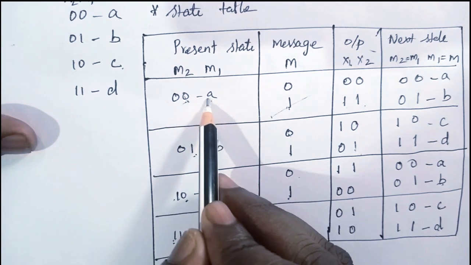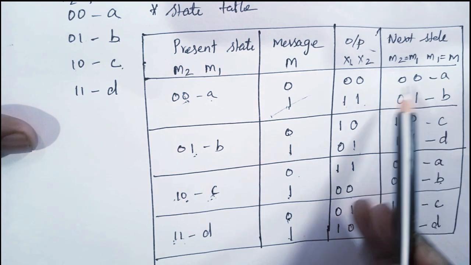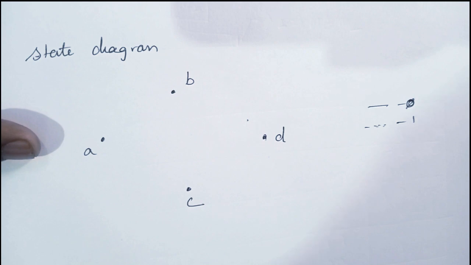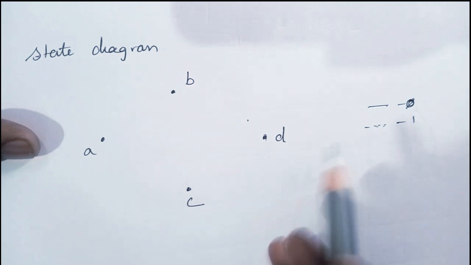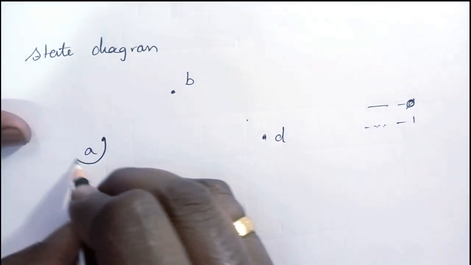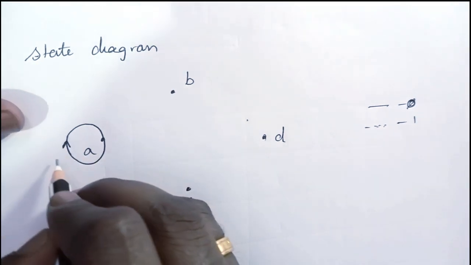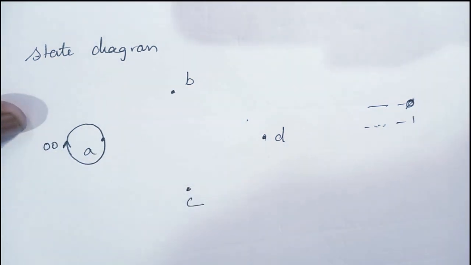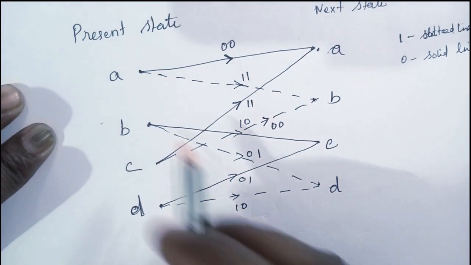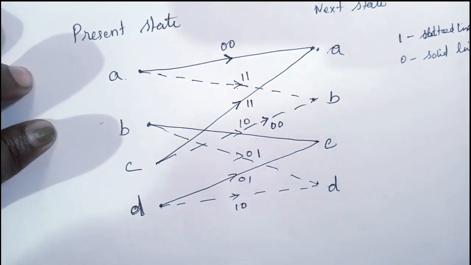If the current state is A and the input is 0, the next state is A and the output is 0 0. Okay, so let's draw it. If the current state is A, the next state is also A. The output is going to be 0 0. Okay, let's take it from the trellis diagram. If the current state is A and the input bit is 1, the next state is B and the output is 1 1.